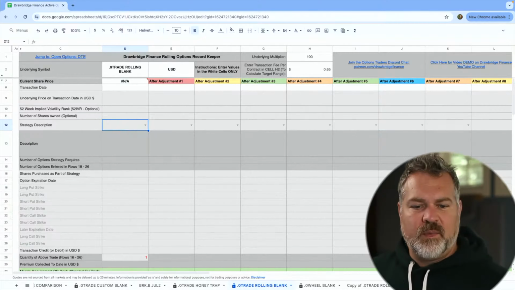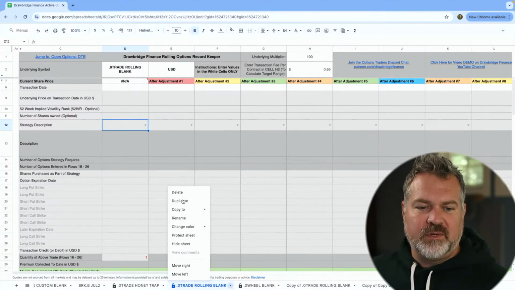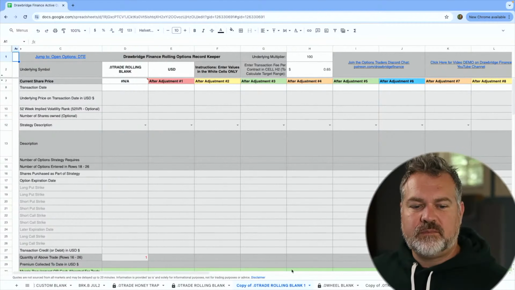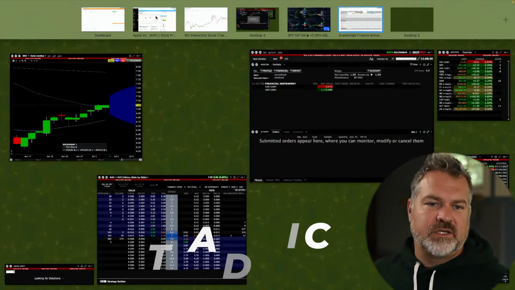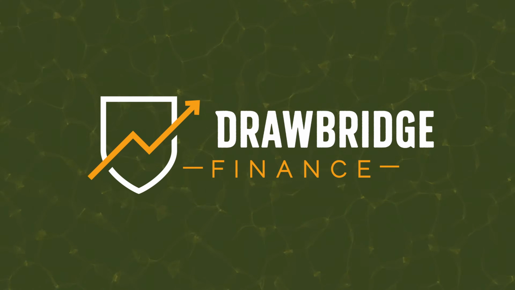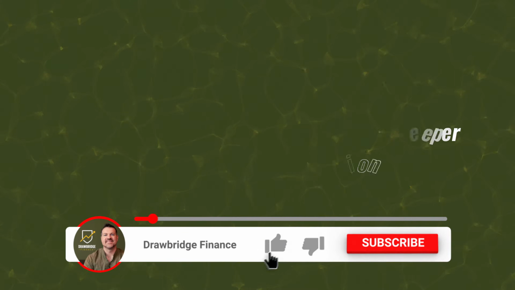Down here at the bottom in the rolling options record keeper, if I was starting a new trade, what I would do is I would just duplicate this sheet, and this gives me a copy, and say I want to take a position in a stock. Let's take a look at Apple.